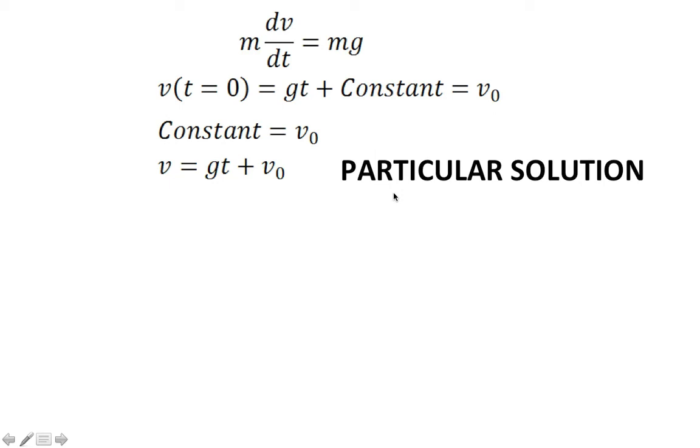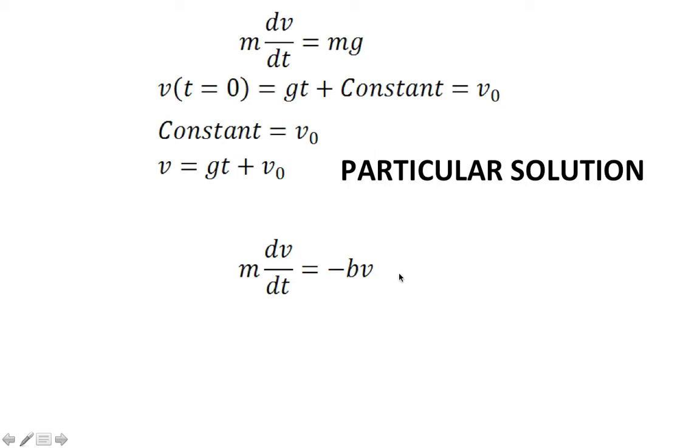Remember, the general solution is where this v0 is just a constant, and it represents a family of curves. The particular solution is the particular curve that solves our differential equation and the boundary conditions. For the second problem, we'll do something similar.